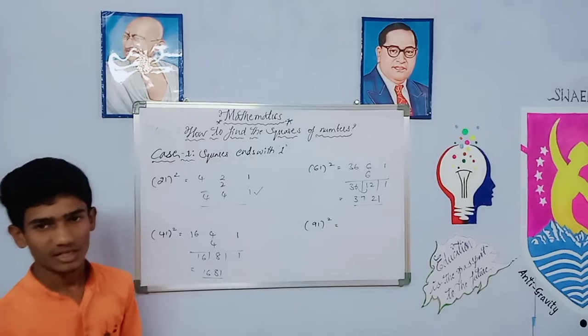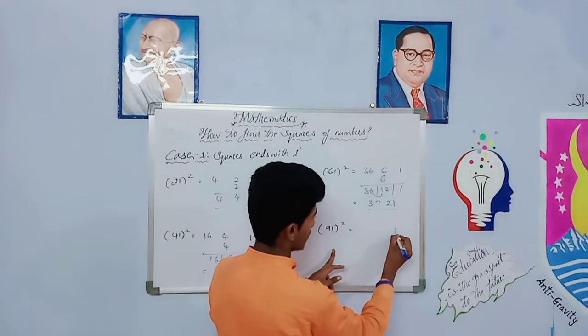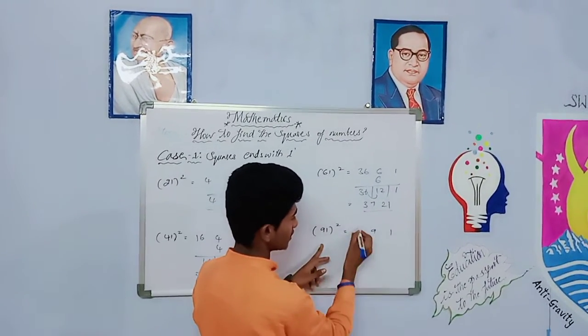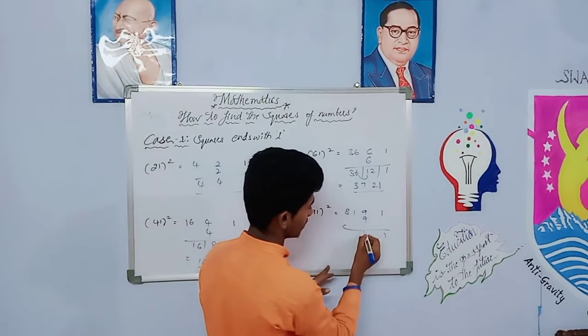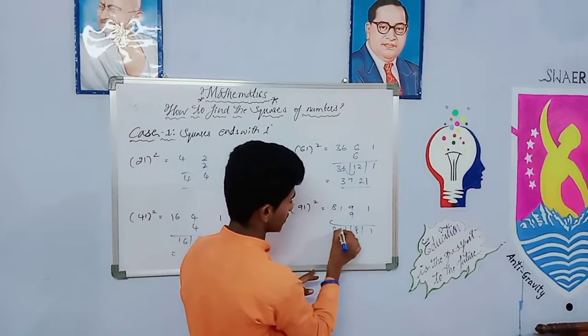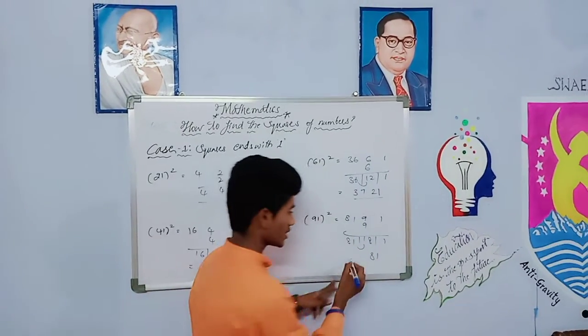3721 is the answer for 61 square, yes. Yes, 91 square is there. So 9 square equal to 81. Add the same digit in the middle, 9 plus 9 is 18, then 81. Okay, 18. If you carry 1 to the 81, we will get 82.